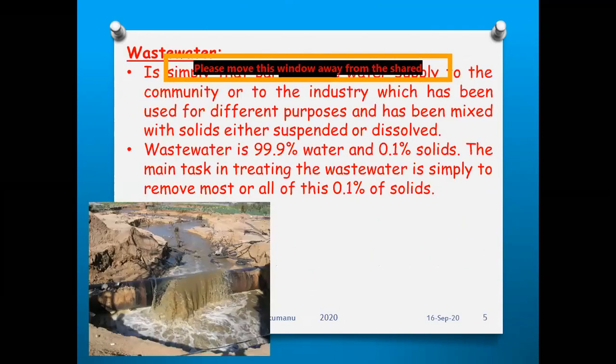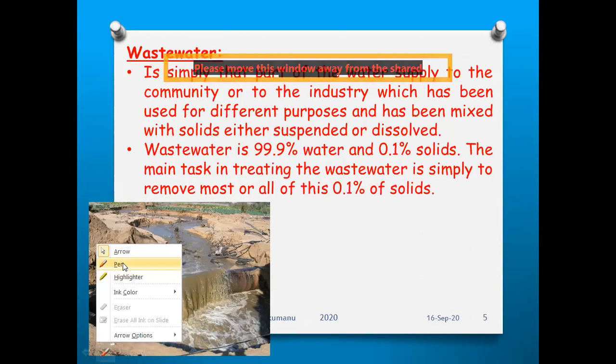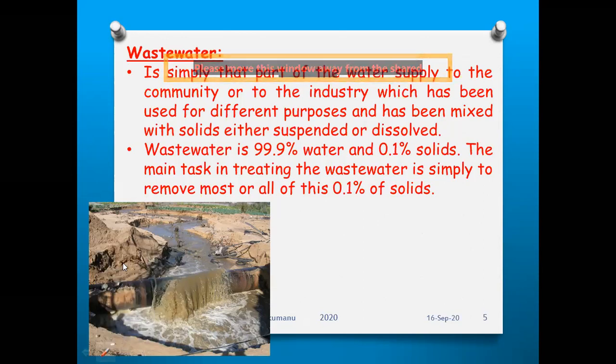Next, where is the wastewater coming from? What is generally the wastewater? So generally the wastewater is a collection of all things which are on the ground or inside the ground. So it is simply the part of water supplied to the community or to the industry which has been used for different purposes, and has been mixed with solids either suspended or dissolved.